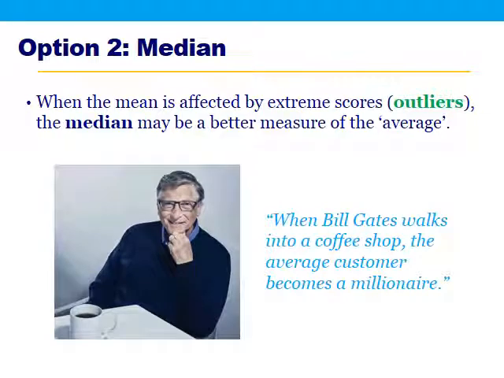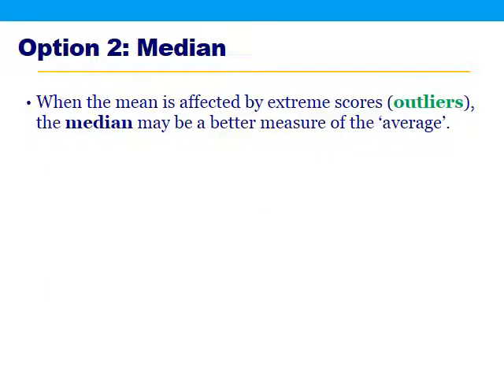So imagine sitting in a coffee shop, right, and Bill Gates walks in and sits down at the table across from you. Bill Gates is an extremely, extremely rich dude. So compared to the other people in the coffee shop, he has a lot more money. He is an extreme score or an outlier. But if we were to calculate the mean income of people in that coffee shop, the average person would probably be a millionaire. Because most people make not a lot of money, he makes enough money that he pulls the mean upwards and makes it not realistic. Here's an even simpler example of that.